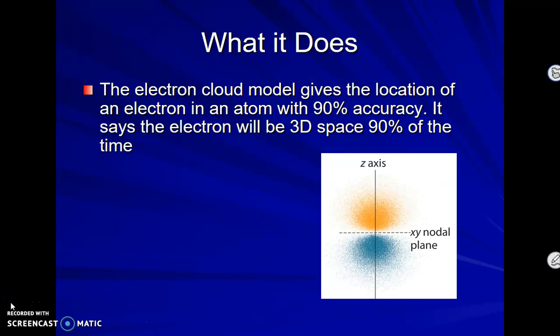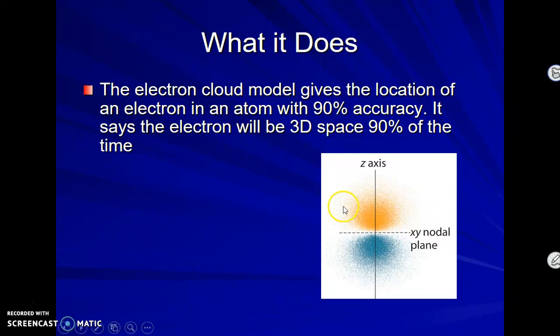What the Electron Cloud Model does is it predicts the location of an electron with about 90% accuracy. It draws an area of 3D space and says that the electron will be located in this 3D space 90% of the time. The other 10% of the time it won't. And again, these functions that they came up with are very complicated, involving multivariable calculus and all this craziness.